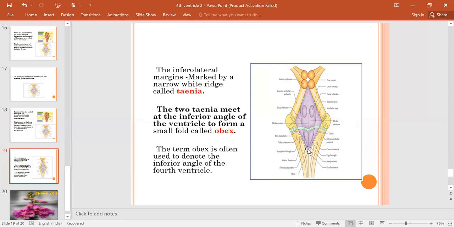So the fourth ventricle is a tent-shaped cavity of the hindbrain that lies behind the pons and upper part of the medulla oblongata, in front of the cerebellum.